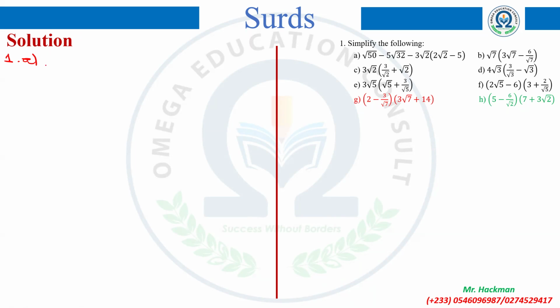So question 1A, what are we given? I can choose not to write the given, but this I must extract. And take note, this in itself is not a question. The question comes with this preamble here, which indirectly makes it a question because you are supposed to simplify. So in this case, we have root of 50, minus 5 root of 32, then minus 3 root of 2 into 2 root of 2, then minus 5. So this is what we've been given.